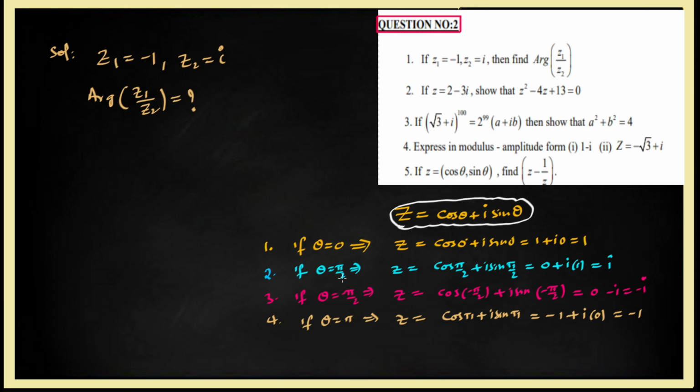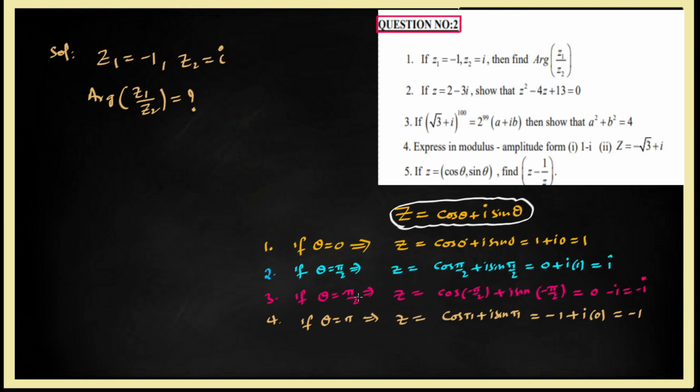Similarly, if theta equals pi by 2, z is cos pi by 2 plus i sin pi by 2. Cos 90 degrees is 0 and sin pi by 2 is 1, so z is 0 plus i, which is i. If theta equals minus pi by 2, cos is also 0, and sin is an odd function, so z is minus i. If theta equals pi, cos pi is minus 1 and sin pi is 0, so z is minus 1 plus i0, which is minus 1. Therefore, if theta equals 0, then z equals 1. If theta equals pi by 2, z equals i.